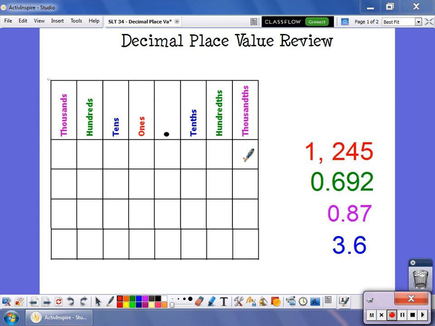All numbers have place value. Whether you're talking about whole numbers or decimal numbers, each digit represents a certain value, and the values are all based on powers of 10. I have a chart here that will help us see, compared to our decimal, what our place value positions are.